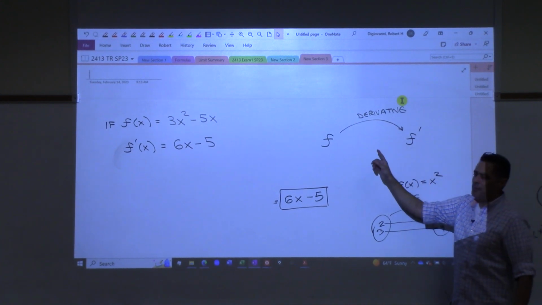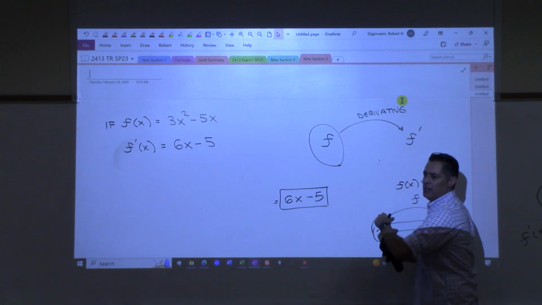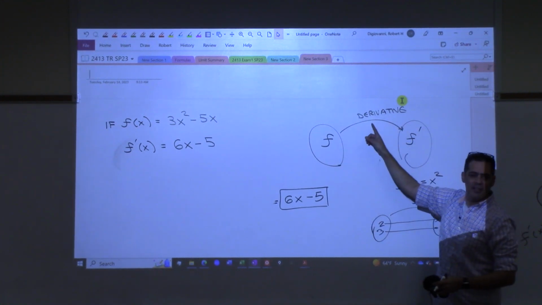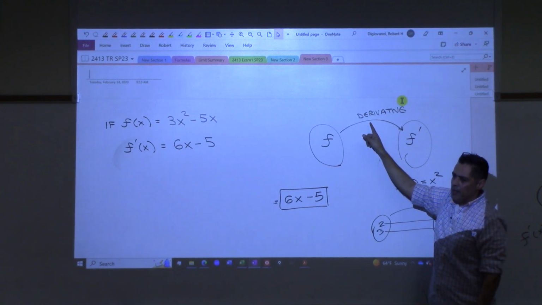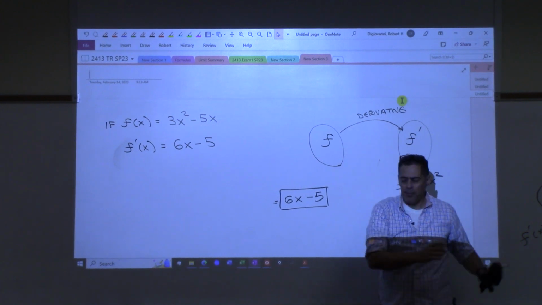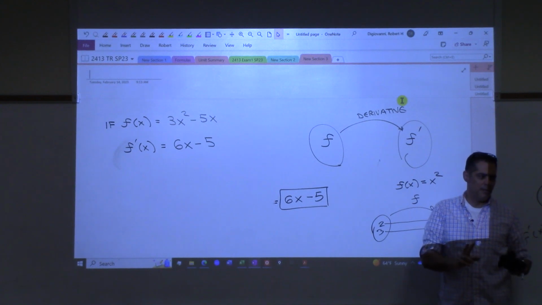This is different. I'm taking a function as the input, right? The input is a function, and the output is a new function. So this thing that does it is not called a function. It's actually called a functional operator. It feeds on functions. You give it a function, it gives you a new function, as opposed to a function which takes in a number and spits out a number. You see the difference between the two?